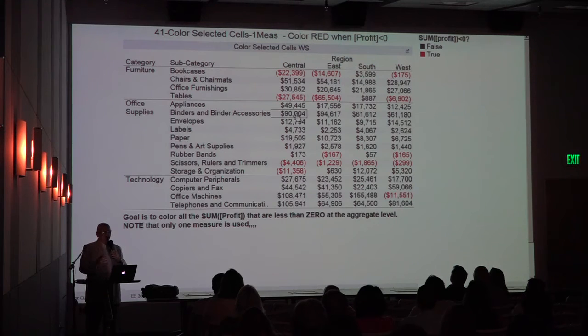Anybody have trouble with colors? Every time you want to color a cell, the whole row gets colored? This is a workbook that just says, look, I want to color just the values that are negative. Not the whole row, just the values.